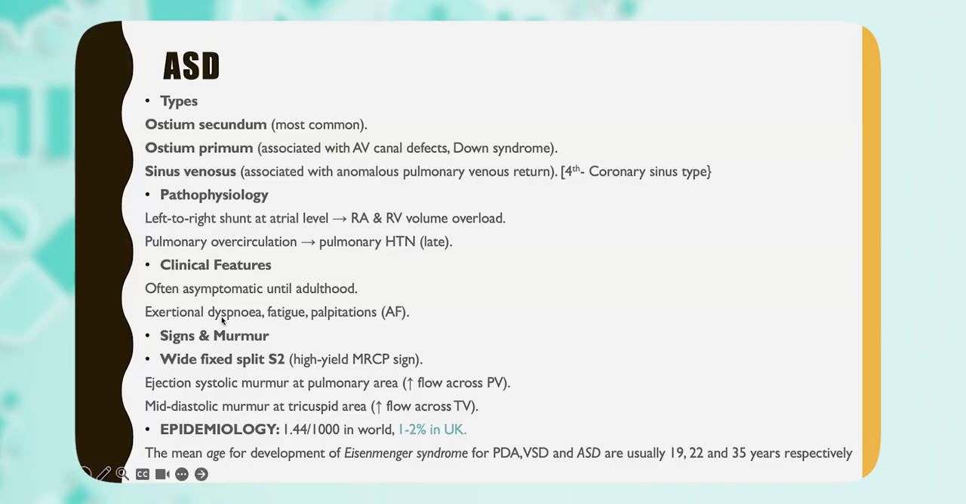Clinical features: ASD patients are mostly asymptomatic and diagnosed mostly on incidental echocardiograms. Sometimes they present with exertional dyspnea, fatigue, and palpitations. These all occur in the 3rd or 4th decade of life. In the 1st or 2nd decades, ASDs are usually asymptomatic.